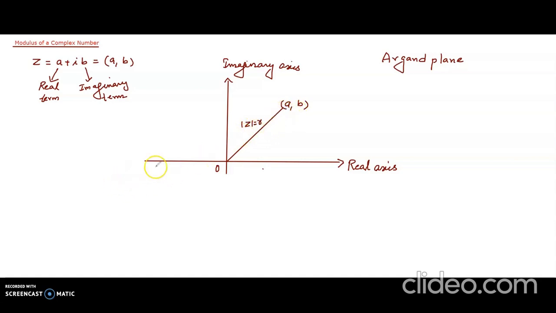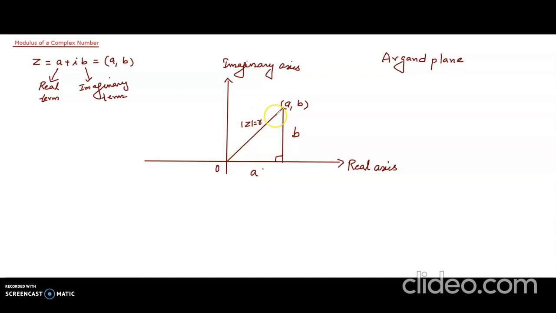Now to find the value of this mod z, we need to draw a perpendicular from the complex number onto the real axis, so that a right angle triangle is formed. The value on the real part is a, the distance on the imaginary part is b. So this is a right angle triangle. Now in order to find the value of r, remember r is the slopey side, the hypotenuse, the longest side.